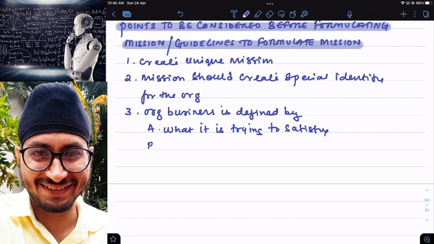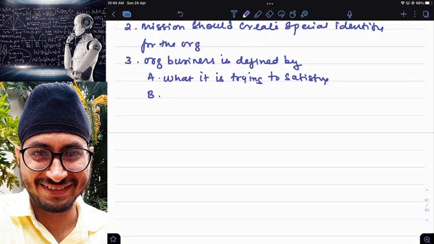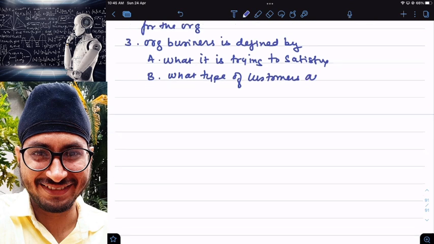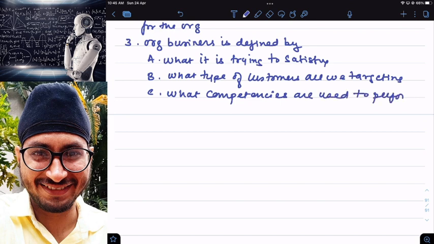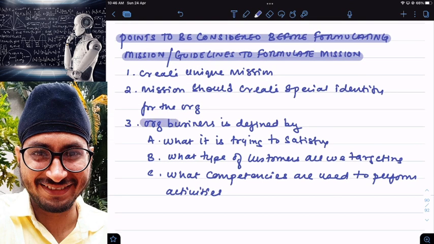That is one thing. Then you should also consider what type of customers. Here you should also identify what type of customers we are targeting. Then one more point you have to keep in mind: what competencies are required, are used to perform activities. These are the points you have to keep in mind before creating a mission. Clear?